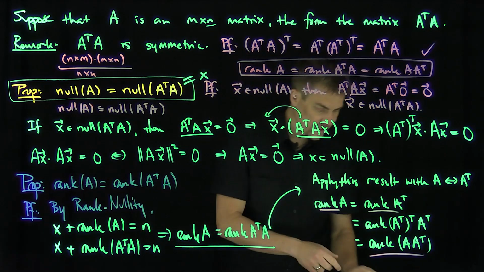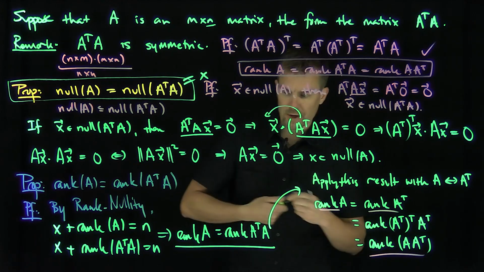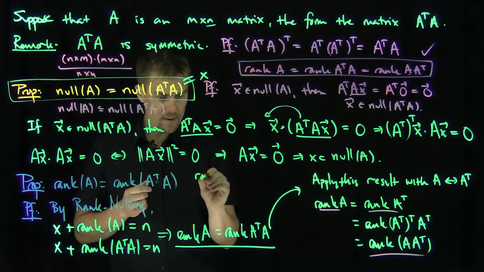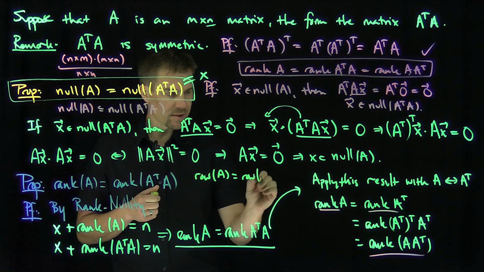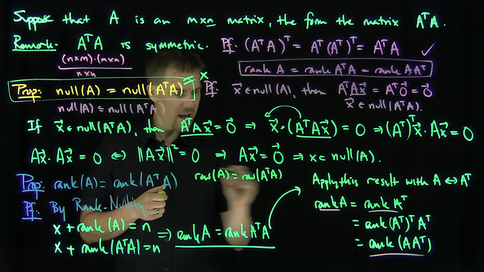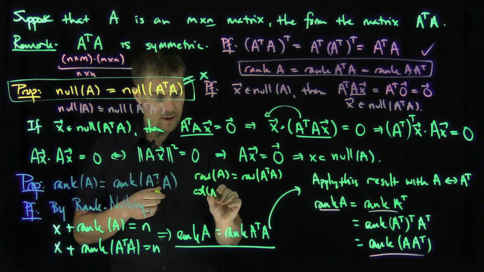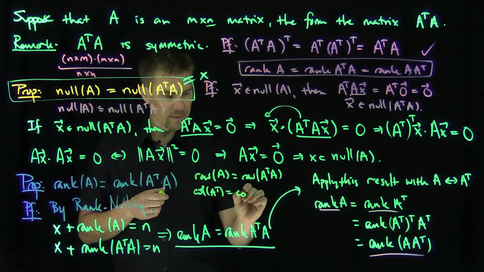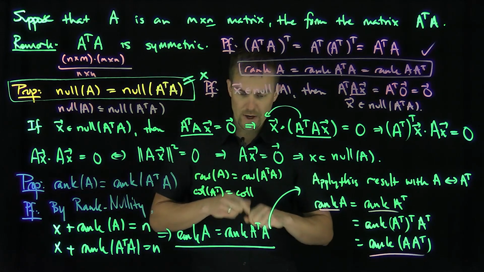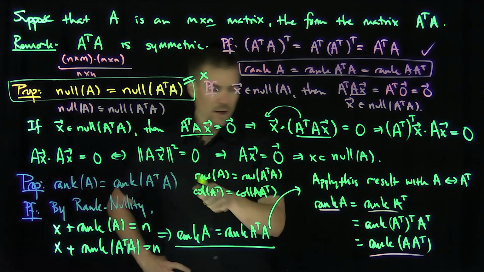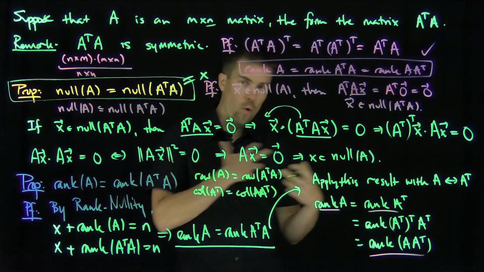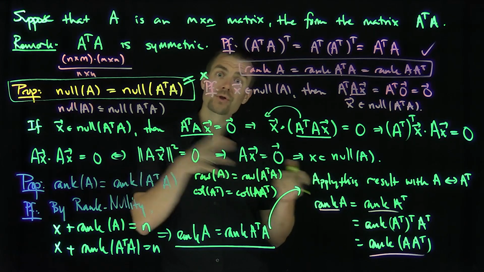Now we can also show, of course, as an immediate consequence of these inequalities over here, that the row space of A is the same as the row space of A transpose A, and the column space of A transpose is the column space of A transpose. Okay, just by applying these rank inequalities over here together with the inclusions of the rank operators.